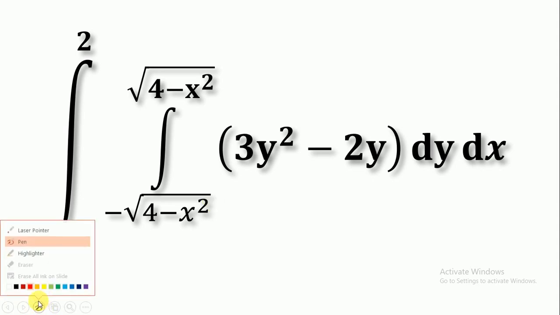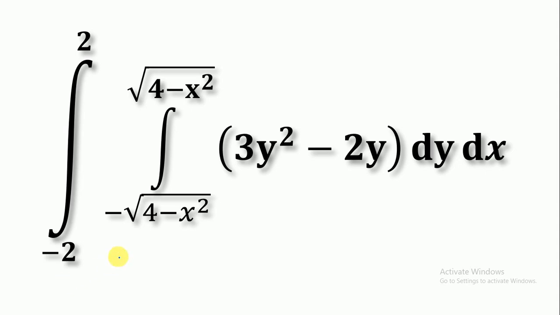In this question, it is given that the double integral has the limits minus root under 4 minus x square to plus root under 4 minus x square, and the outer integral is from minus 2 to 2. These are the two integral limits which are given, and the given function is 3y square minus 2y.